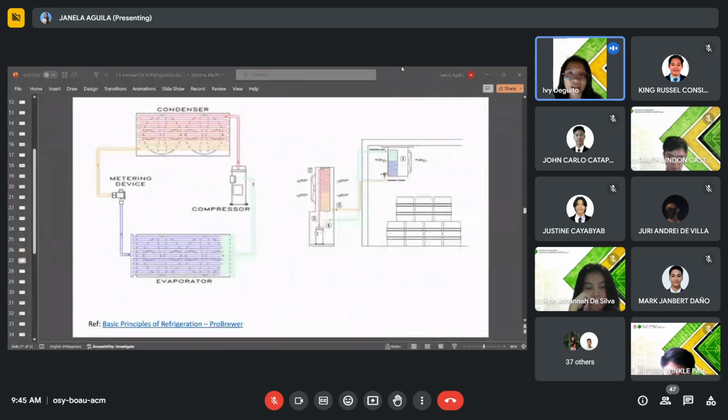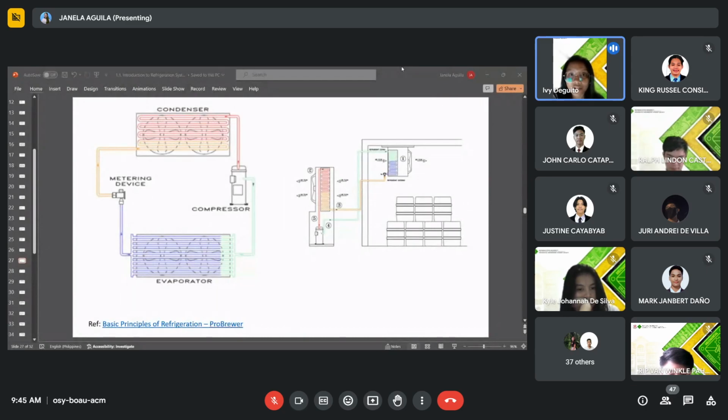So, itong picture, pinapakita niya is yung refrigeration process. So, this can be classified too as the vapor compression refrigeration system due to its main components, the compressor, condenser, metering device, and evaporator. So, yung process, nag-i-start siya sa compressor. Andun yung nagkakaroon ng work input sa compressor.